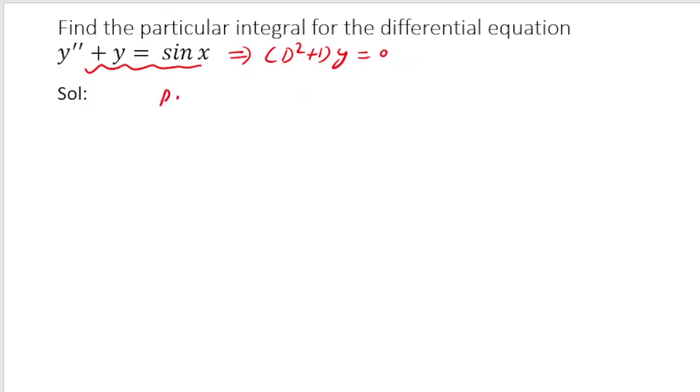So what is the PI, gentlemen? Here in the right hand side we have sin x. So PI will be 1 by D square plus 1, and that I need to operate on sin x. So if I put in place of D square minus a square, it will become 0. So what we need to do? We need to multiply by x and differentiate this.